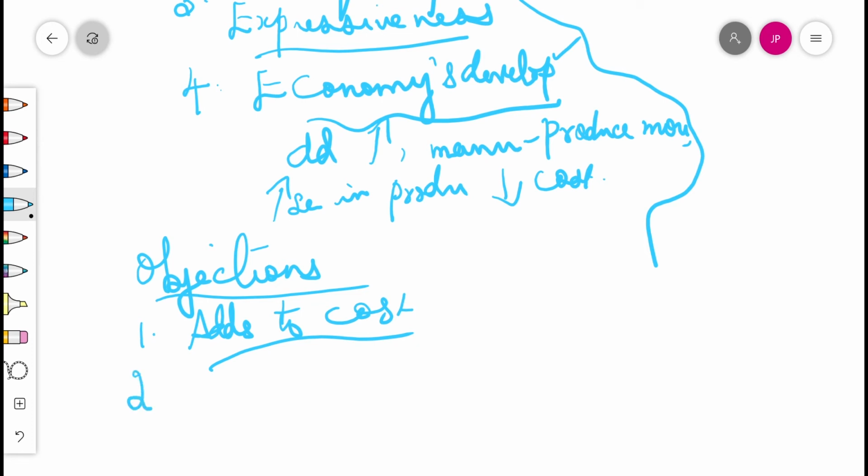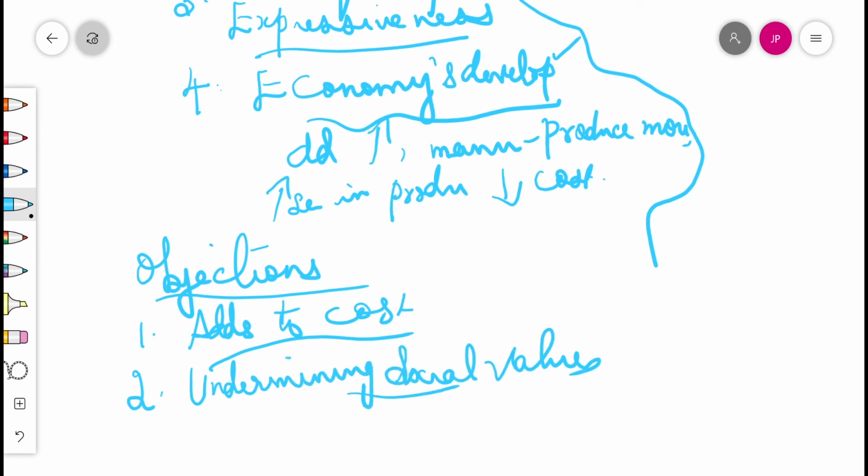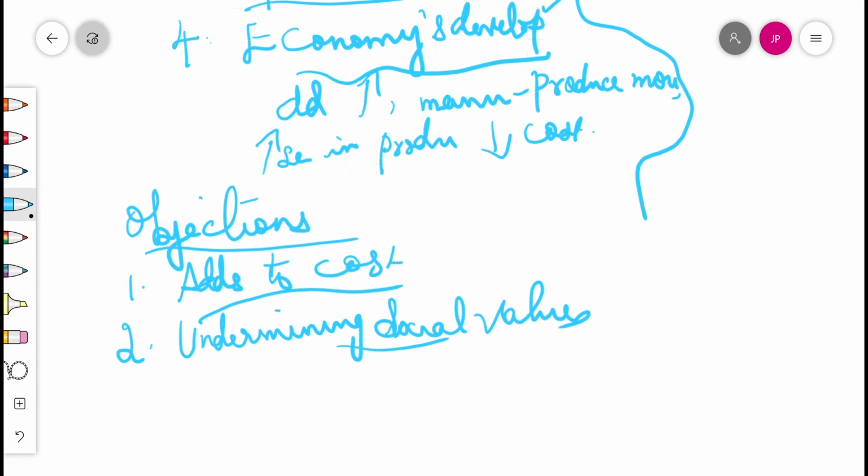Secondly, critics are of the view that advertising leads to undermining social values. Advertising is criticized on the ground that it undermines social values and leads to materialism. As people come to know about new products, they feel dissatisfied and discontented with their present standard of living. This criticism is not entirely true because advertising is in fact helping the buyers by informing them about the new products and the improvements made in the existing products. If the customers are not provided with such information, they may continue using some inefficient product.